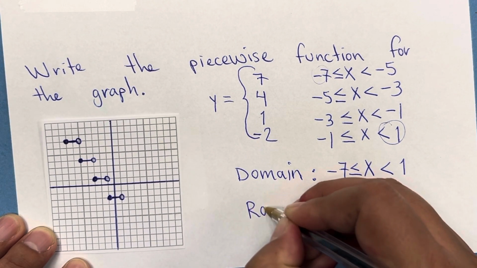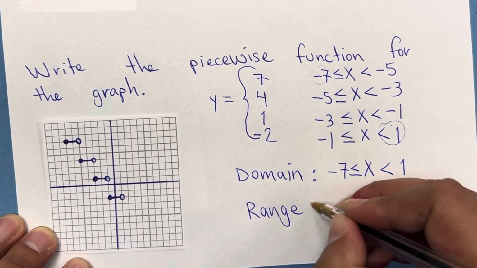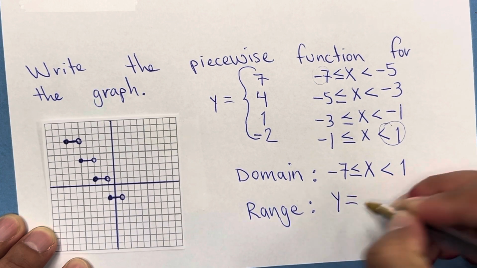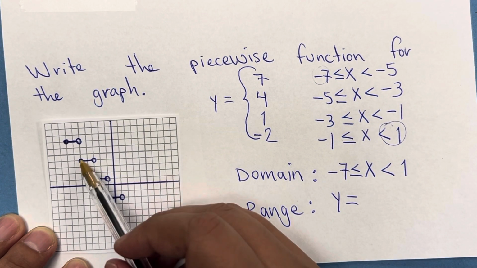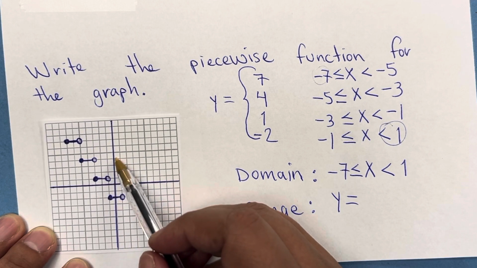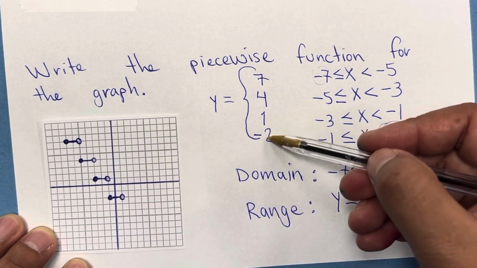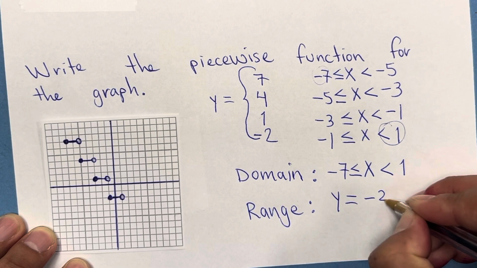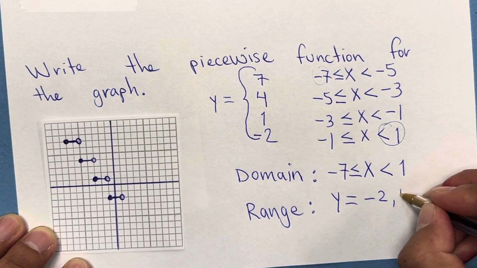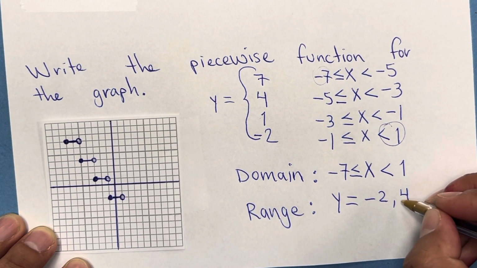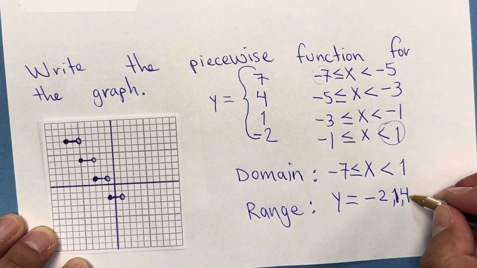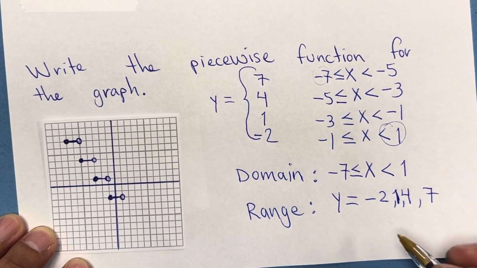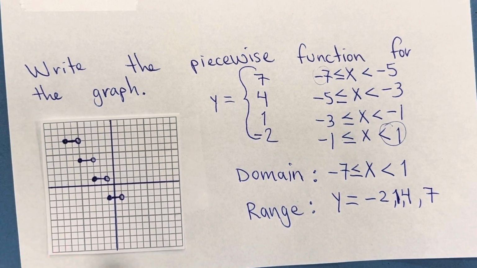And for the range, y is equals to -2, 1, 4, and 7. Oh, we have it here. -2, 1, 4, and 7. Okay, those are the values for the range of this step function.